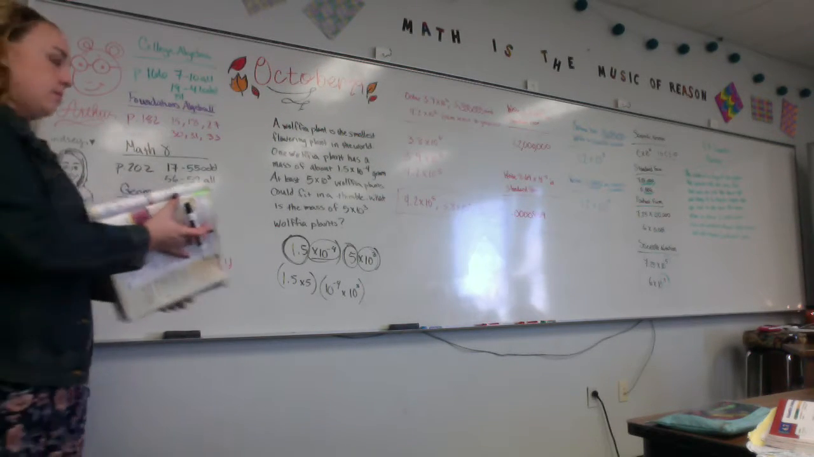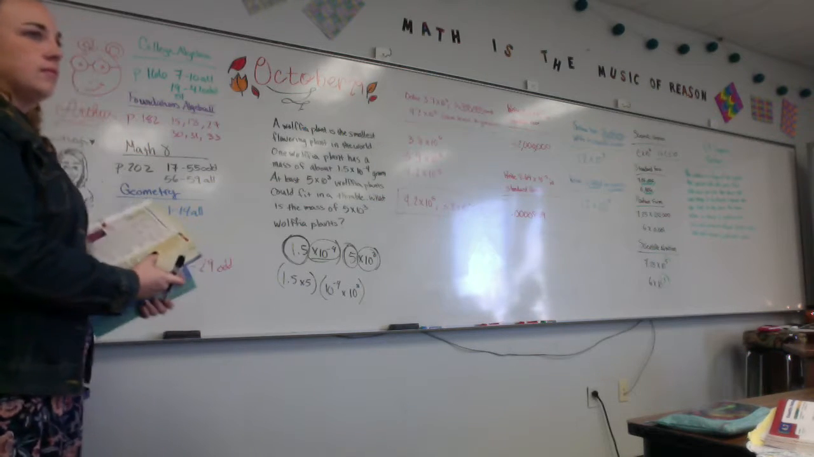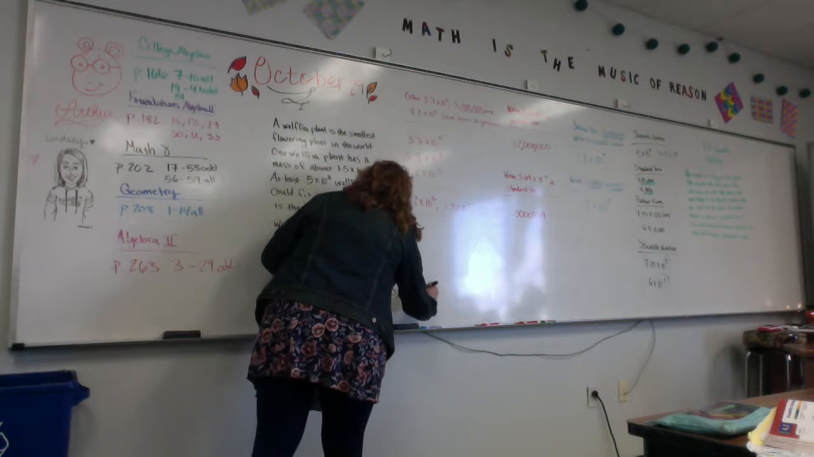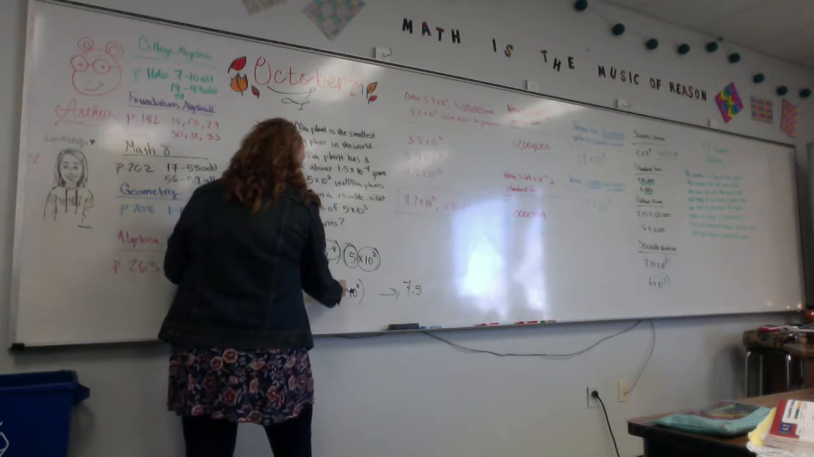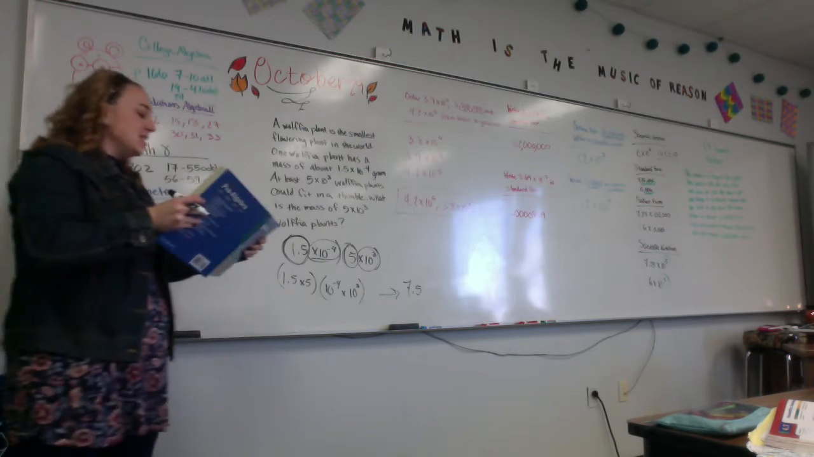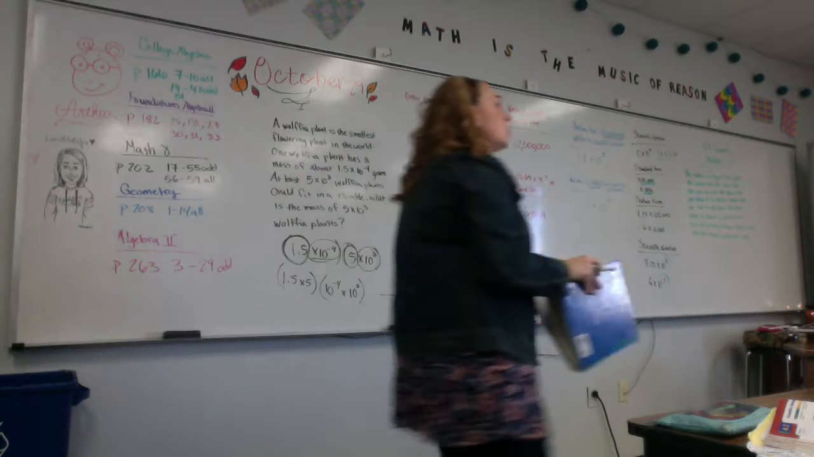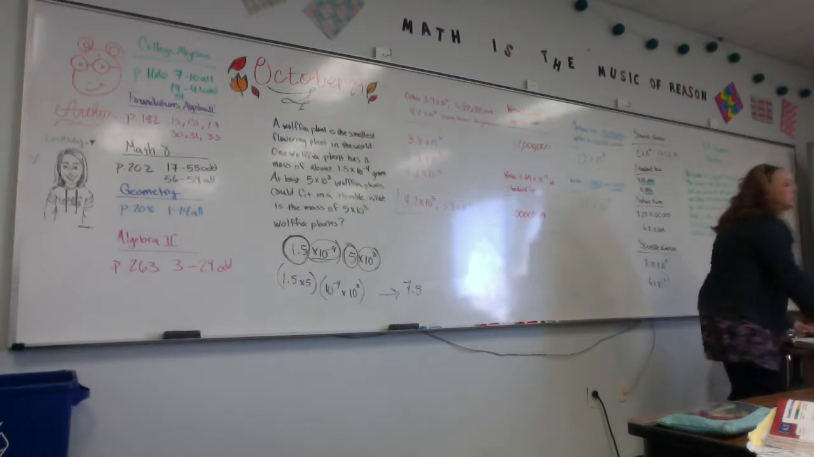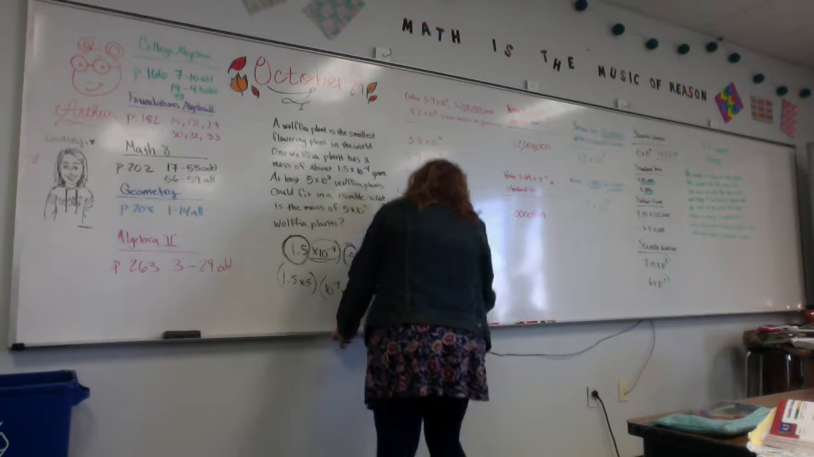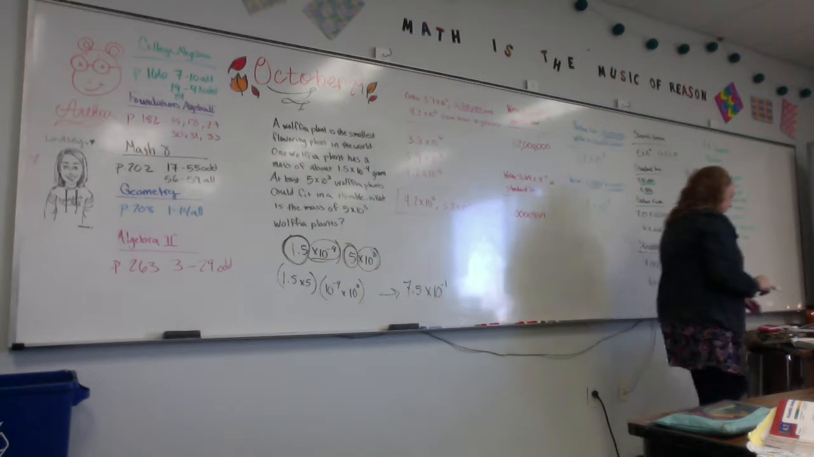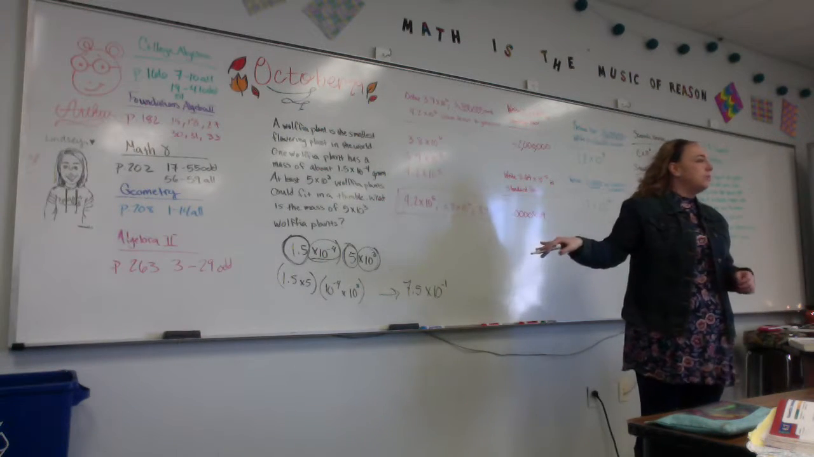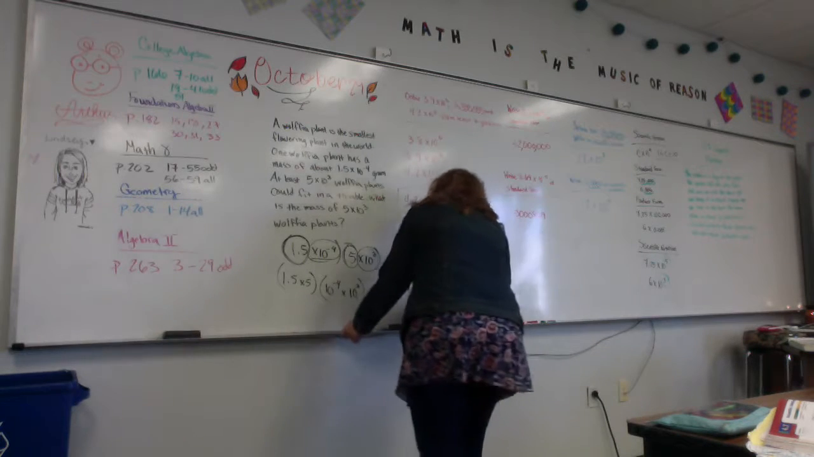It's 7.5. Okay? What is 10 to the negative 4th times 10 to the 3rd? 10 to the negative 1st, because you add exponents. So I can leave it in this form, okay?